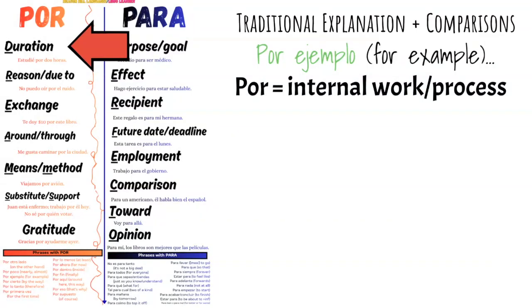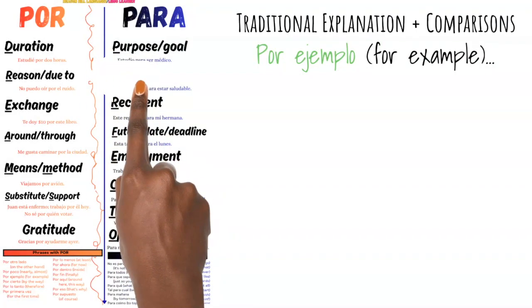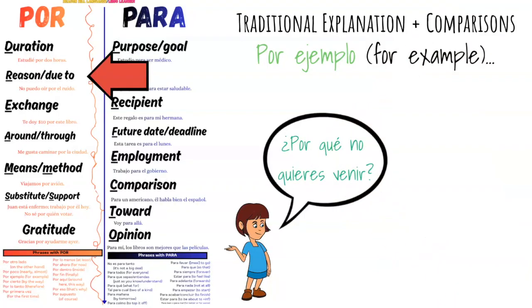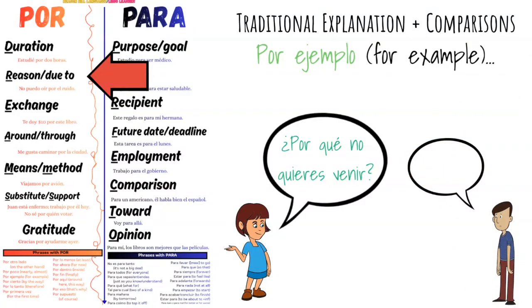We also use por to give a reason for something. No puedo oír por el ruido means I can't hear because of the noise. Or, ¿por qué no quieres venir? Why don't you want to come? Or, what's the reason you don't want to come? Por flojera, due to laziness or lack of motivation.